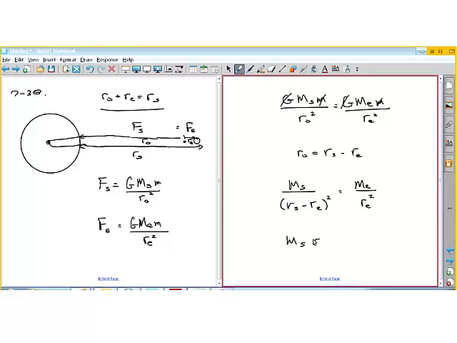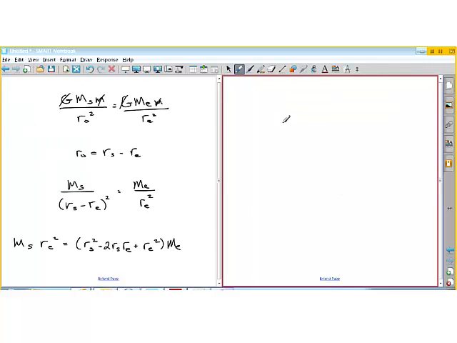Okay, mass of the Sun times this r sub e, which is what we're solving for. And if we multiply this out, we'll get the distance from the Earth to the Sun squared, minus 2 r sun r Earth, which is our unknown, plus r sub e squared, times the mass of the Earth. Okay, so you can see I have this r sub e thing. How do I want to do this?